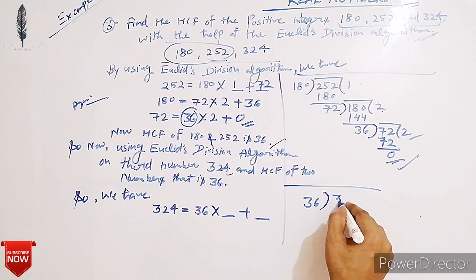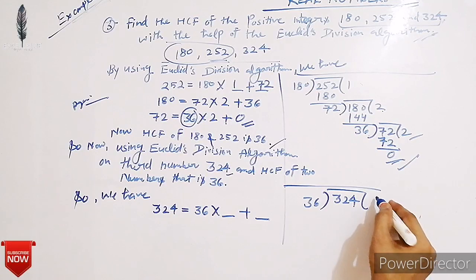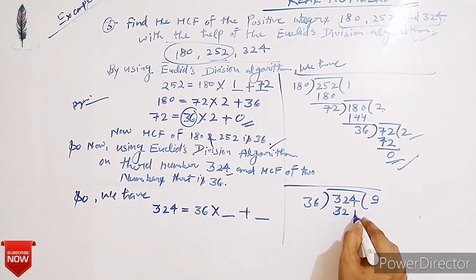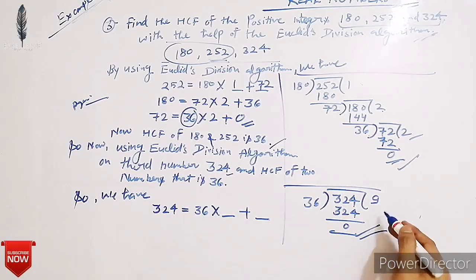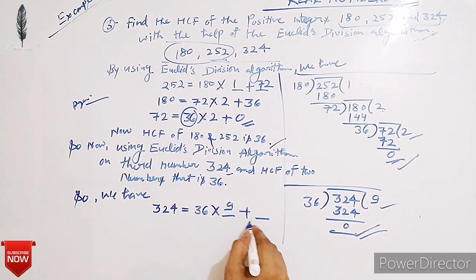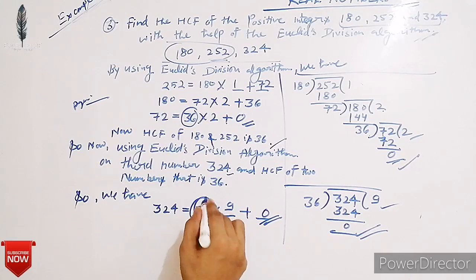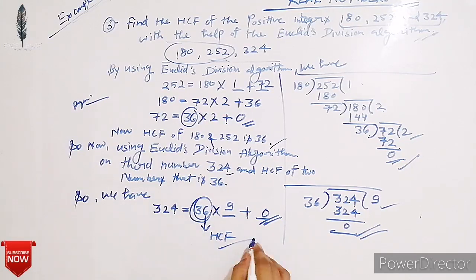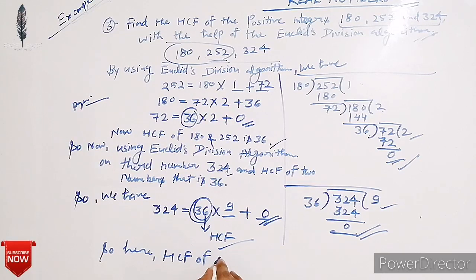So here 324 divided by 36, 36 nines are 324. So here we got remainder 0. Here 324 is equal to 36 into quotient 9 plus remainder 0. So here 36 is the required HCF. Okay. So here the HCF of 180, 252 and 324 is 36.